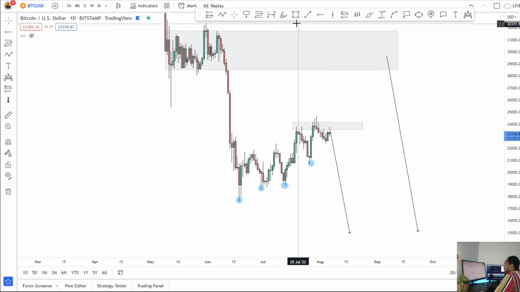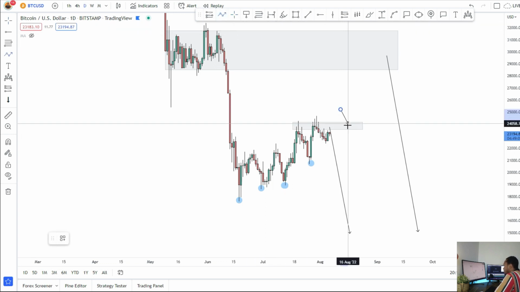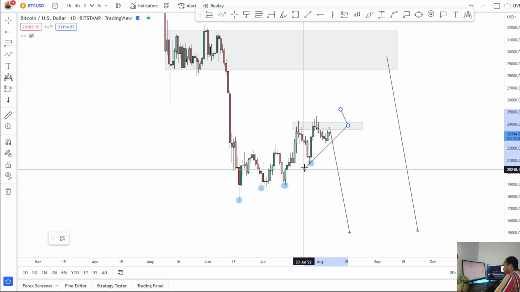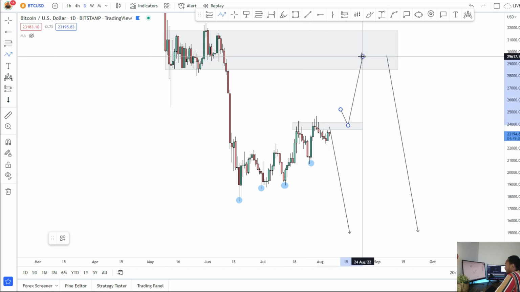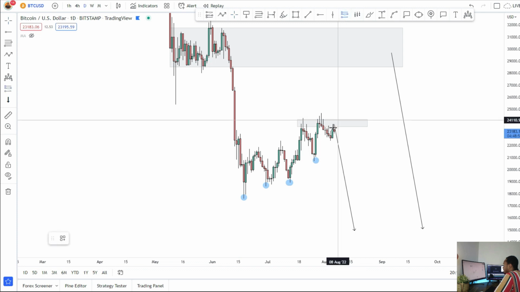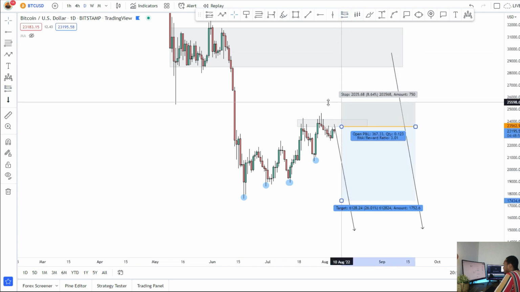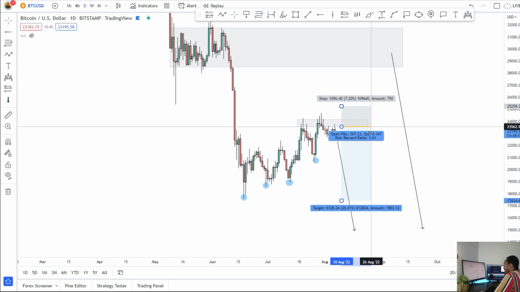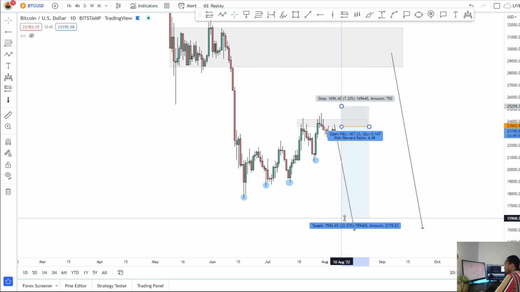If we do clear that resistance, we can look for a break and retest, take advantage of those buys, look for the next higher low from these lows up here, push into that level, and then we can look to sell the market back down. But really for me, the direction for Bitcoin is still to the downside. So sells from here, I'll probably wait for a bit more evidence first before shorting.